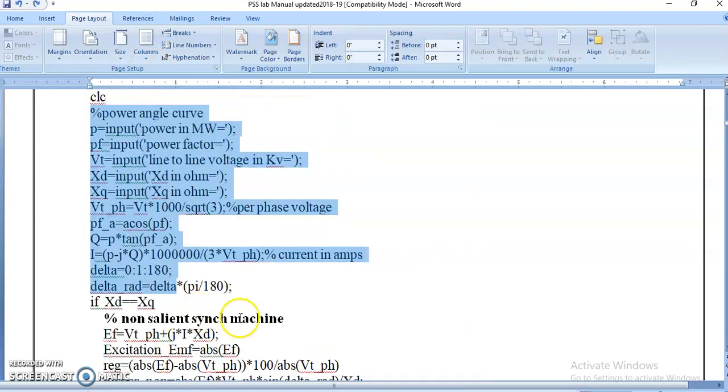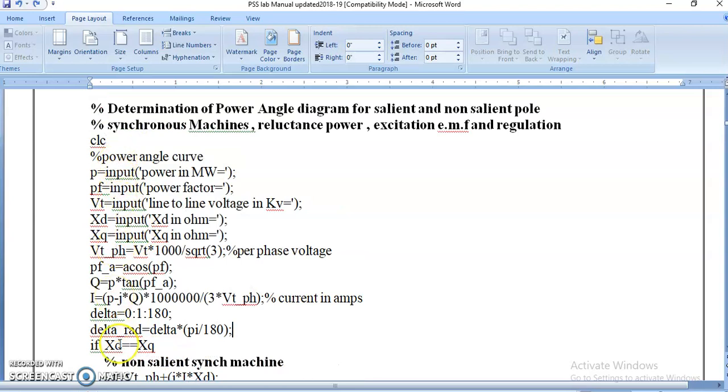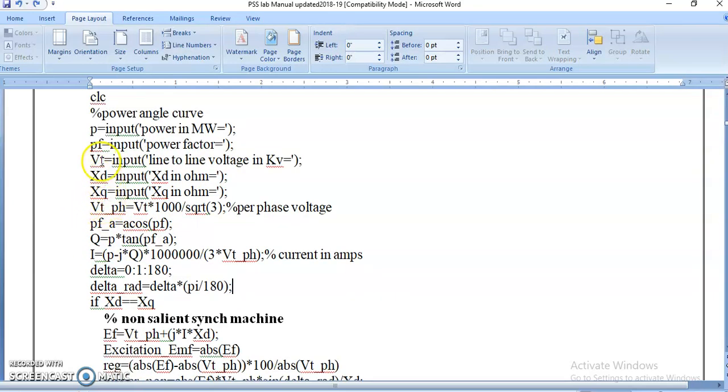Okay, let us start this program. Now I will define all the inputs: power P in megawatt, power factor, VT, that is line to line voltage, and XD, XQ values. Either you can write like this or put direct values also. I am initializing all these things, and VT is line to line voltage, so convert it into phase, that is VT by root 3. How to write root in MATLAB? SQRT.